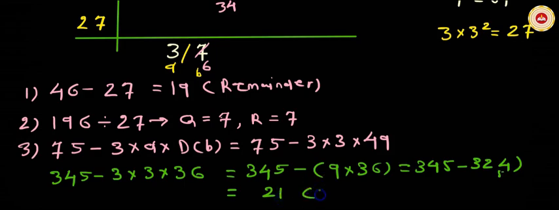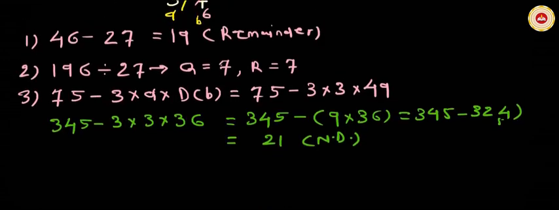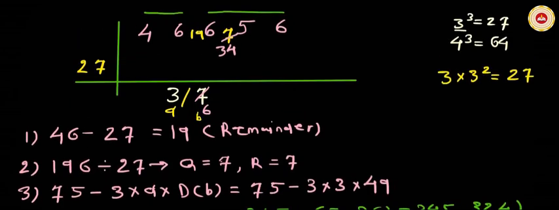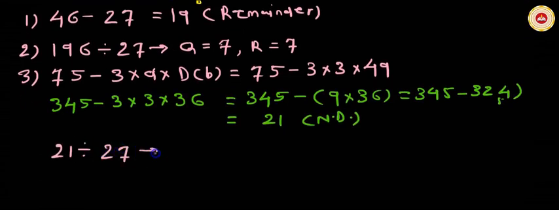So 345 minus 324 equals 21. This 21 is the net dividend. It is positive, so let us divide. Let us divide this 21 by the divisor 27, which gives us the quotient. Of course, the quotient is 0 because 27 is greater than 21. And what will be the remainder? The remainder will be 21 only.